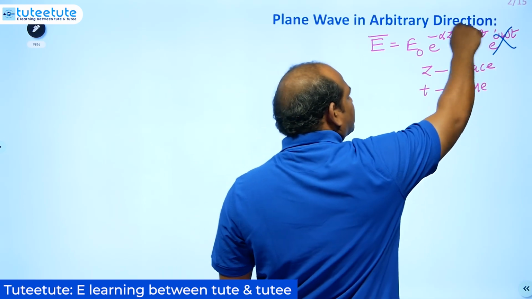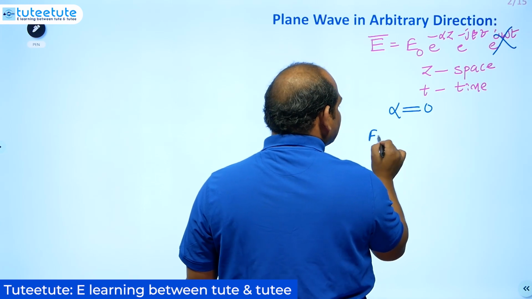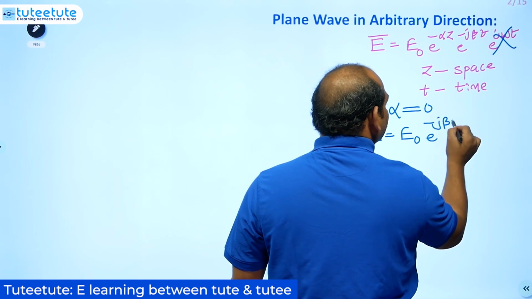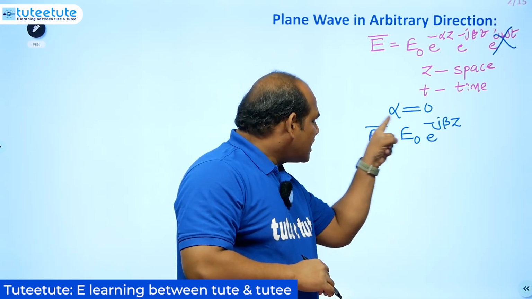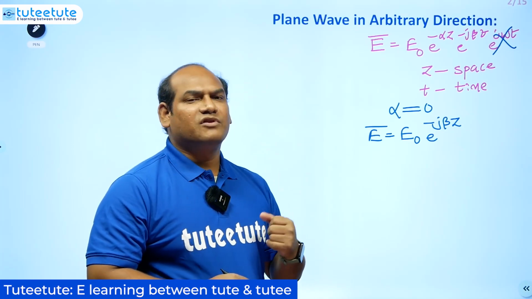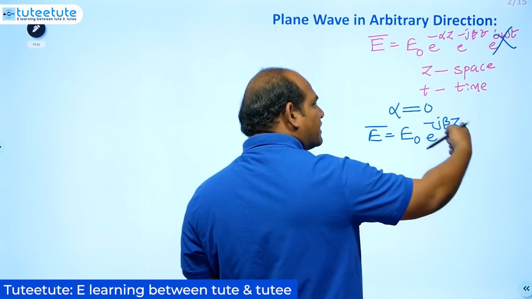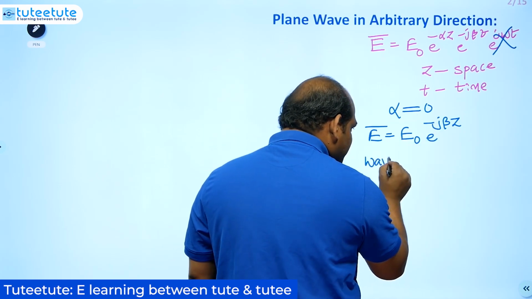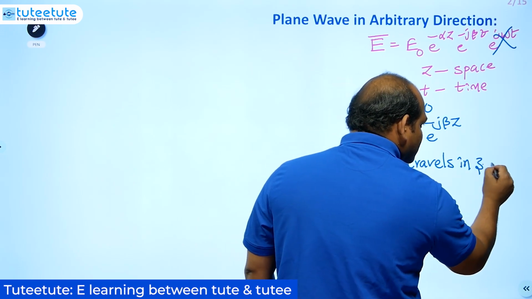Now concentrate on this, and for simplicity we will take alpha equal to 0. So simply the representation is given by E naught into e power minus j beta z. That means if you have this phase content, you can conveniently write this representation of the electromagnetic wave, either electric field or magnetic field, same thing. So what information can we get from this? Because z is there, the wave is traveling in the z direction.